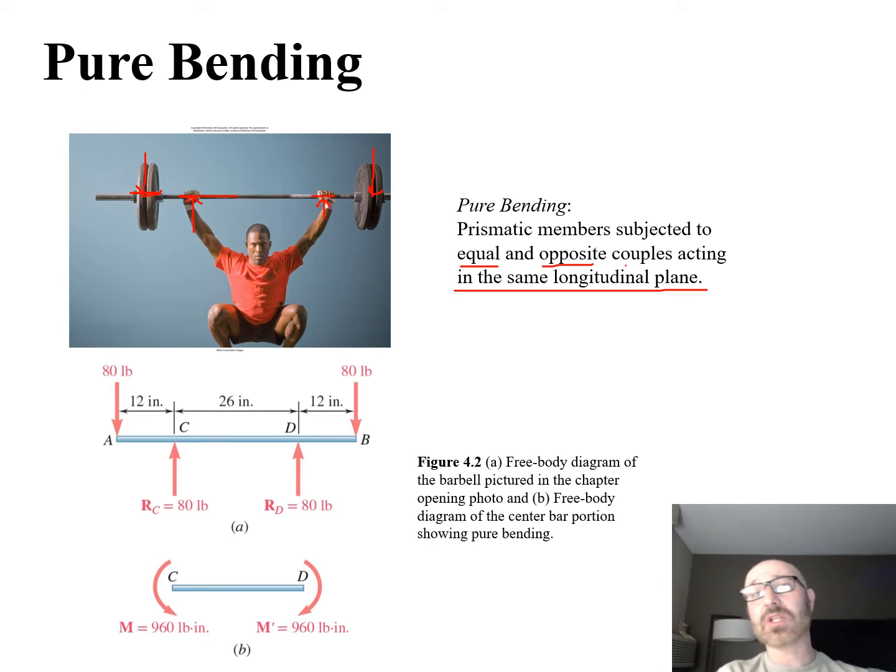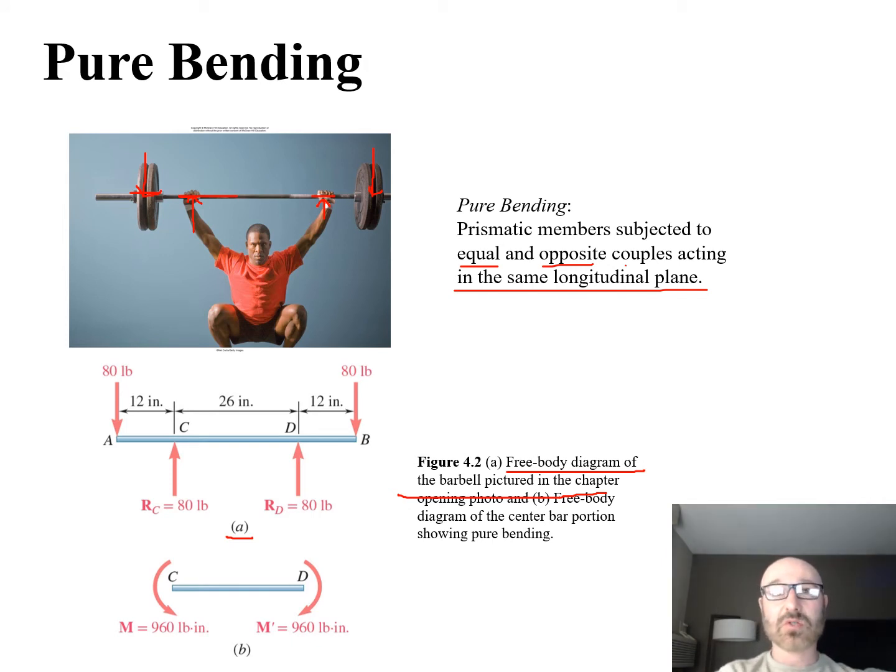But let's just take a look at a simplistic view of this here. We'll consider one material. We're just going to look at it as a free body diagram right there with 4-point bending for point loads right there. So that's what we have here in part A. We have a free body diagram of the barbell pictured again in the beginning of this chapter from our textbook right there. So we can see that down there.